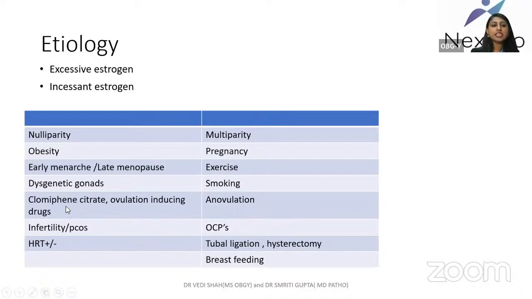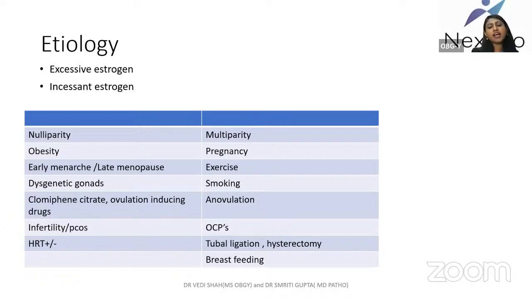Next is dysgenic gonads. Next, if you give clomiphene citrate, an ovulation inducing drug, you are iatrogenically causing excess follicle formation. The more follicles that form, the more estrogen these follicles secrete, and ultimately more estrogen is present in these patients. Then infertility and PCOS. Again, in PCOS, there is a high level of estriol in these kinds of patients. And lastly, we have hormone replacement therapy, which is given externally. So these are the factors which predispose to the development of ovarian carcinoma.